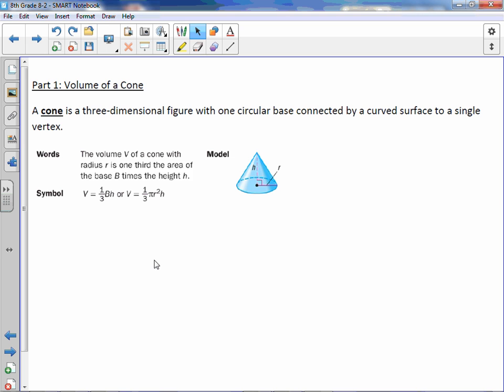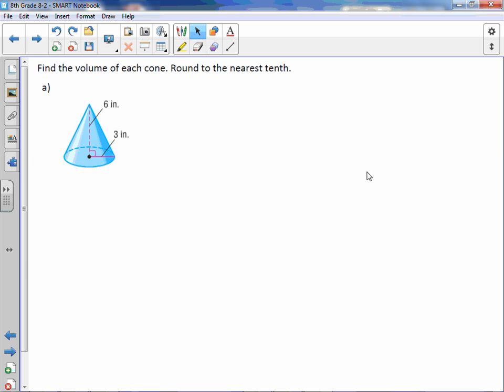The volume of a cone is 1/3 capital B H, where capital B represents the area of the base. Since the base is a circle, we can replace that capital B with pi r squared, because a circle's area is represented by pi r squared. So our volume formula is 1/3 pi r squared h.